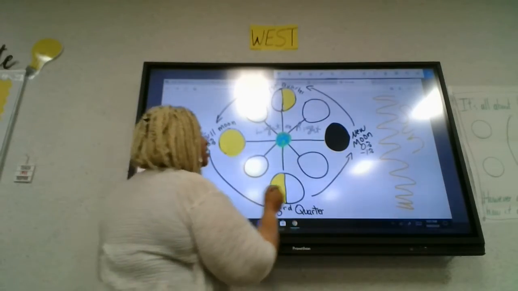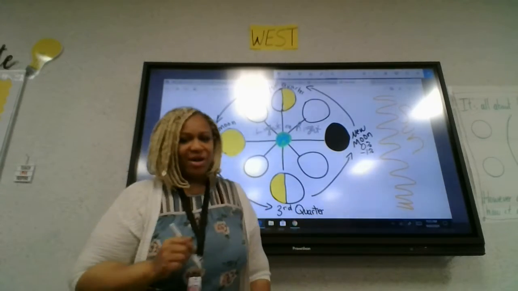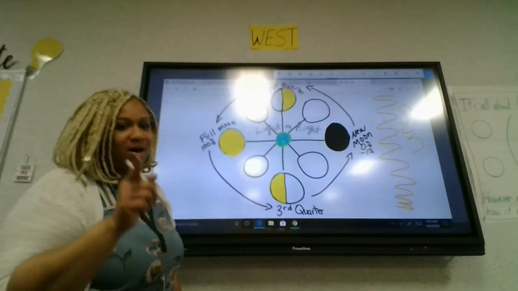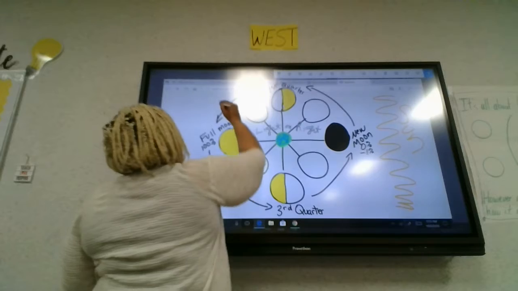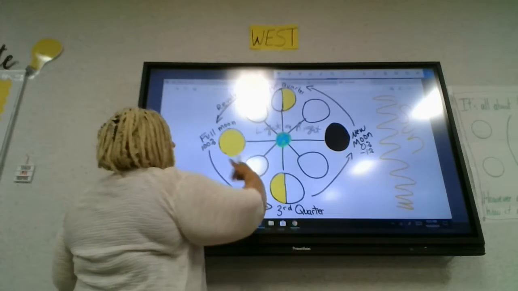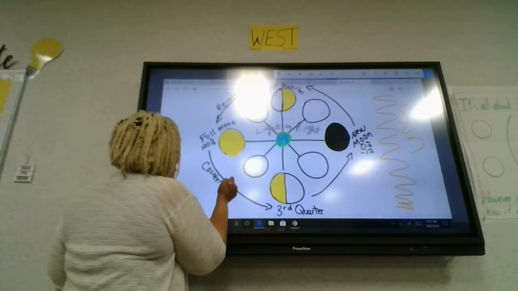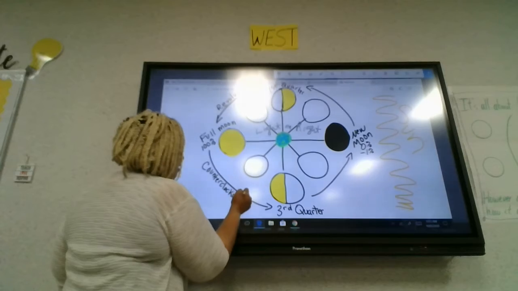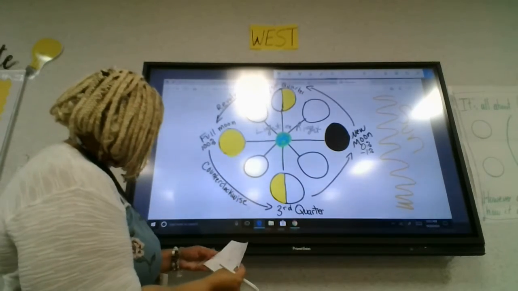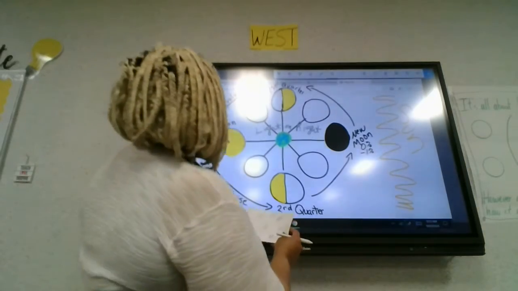Let's remember, as we are doing this, we are in a counterclockwise direction, and that direction, the movement of the moon around Earth, is also revolution, right? So it is revolving, right? And it is going in a counterclockwise direction. Okay, so where are we? Let's see. We're good.